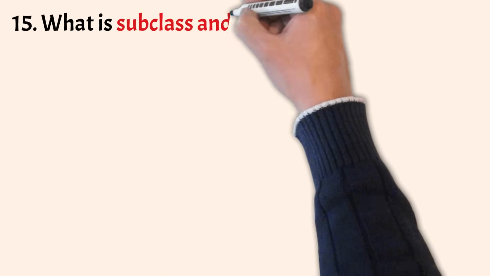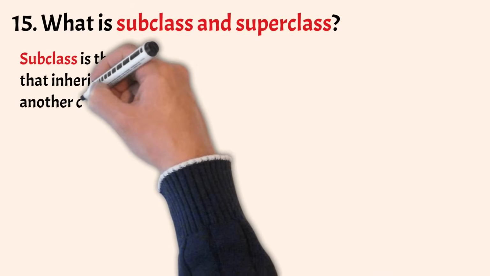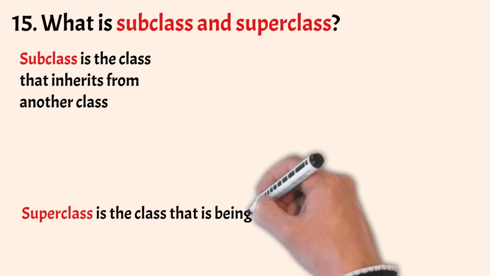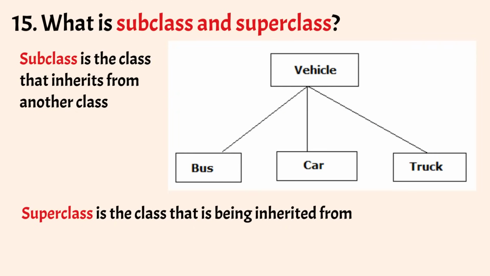Now the next question is, what is a subclass and a superclass? A subclass is a class that inherits from another class and is also known as a child. It is derived from the superclass and also inherits the properties of the superclass. Whereas a superclass is a class that is being inherited from and it is also known as a parent. It is a class from which many subclasses can be created. The subclasses also inherit the properties of a superclass. Now let's have an example of these classes. In this example, bus, car, and truck are all subclasses of the superclass vehicle.